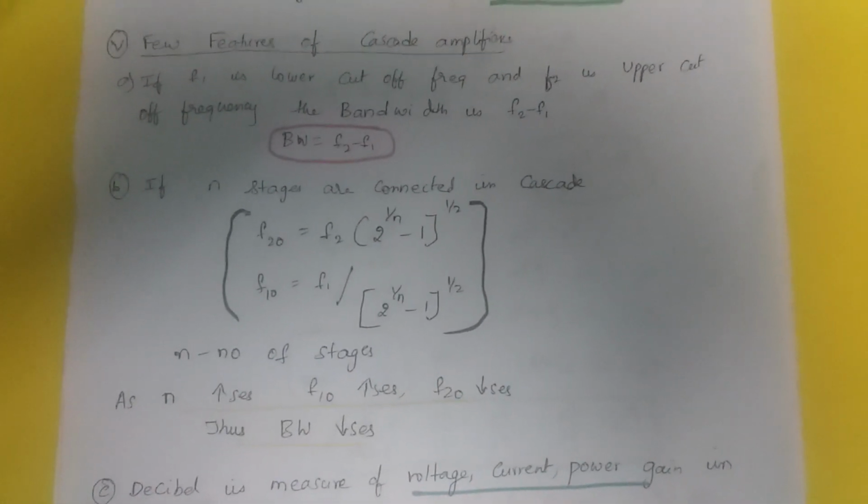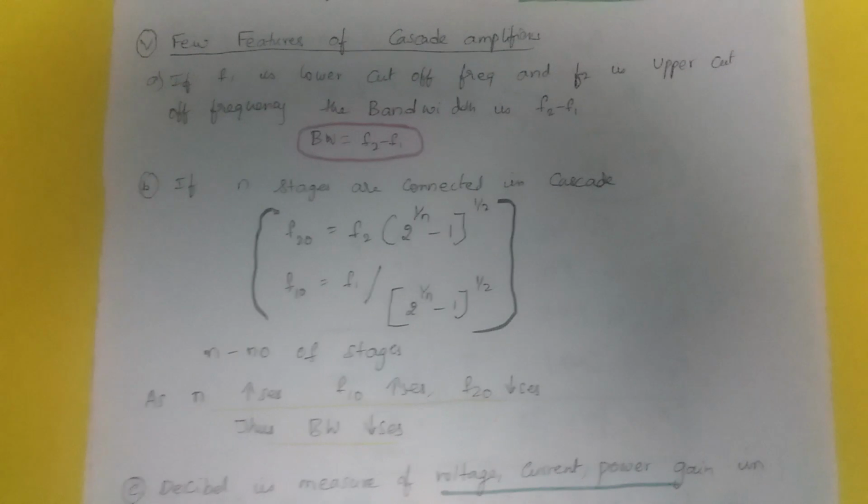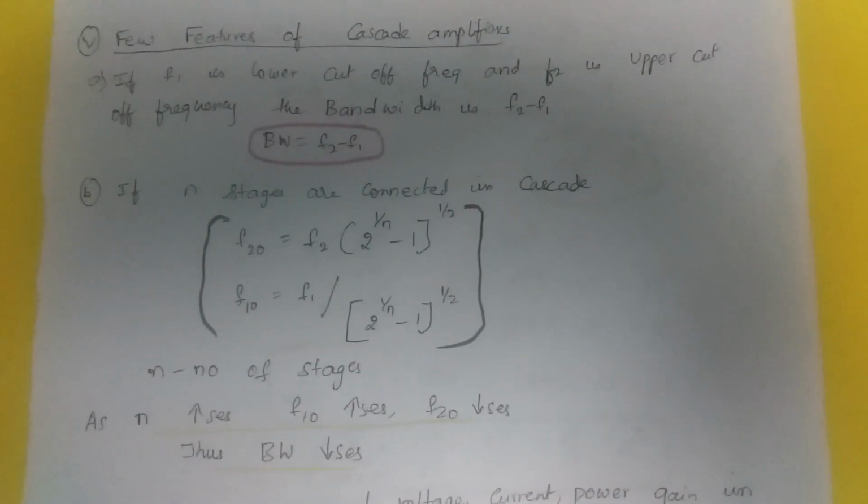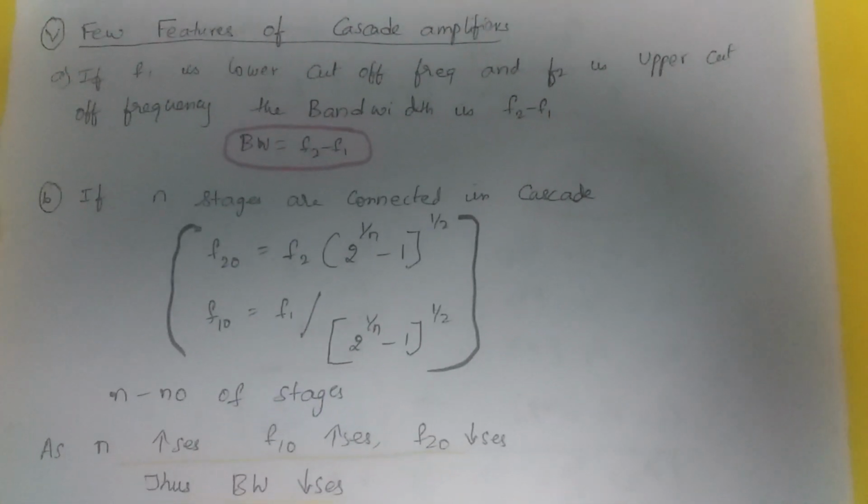In this session, let's have a look at cascade amplifiers. There are some more features which we should discuss. So if F1 is the lower cutoff frequency and F2 is the upper cutoff frequency, the bandwidth is F2 minus F1.